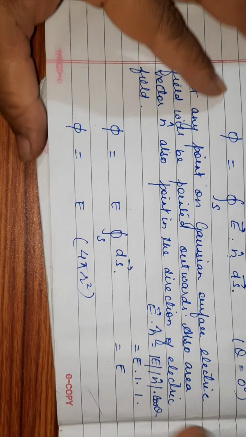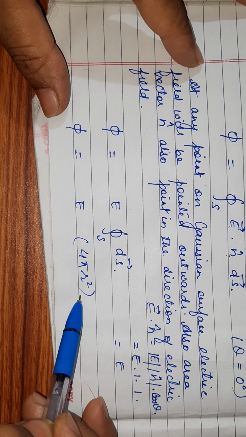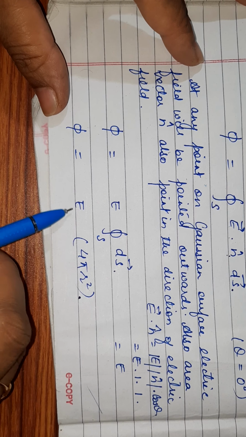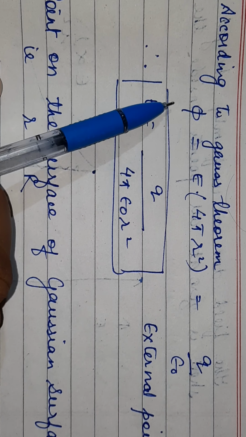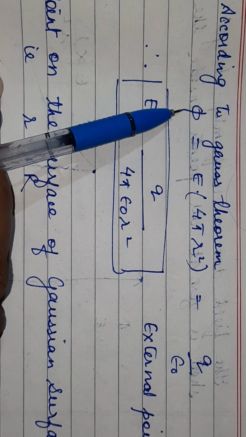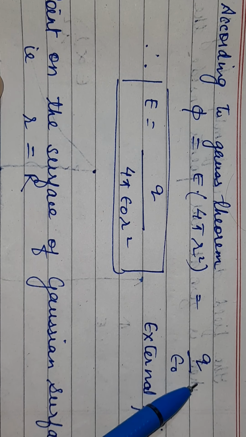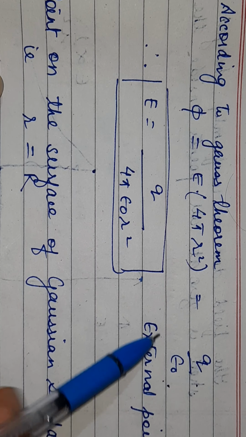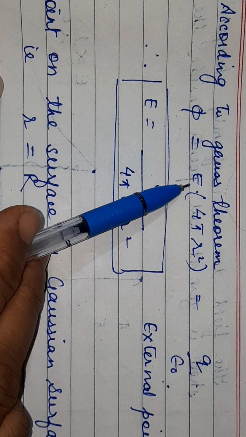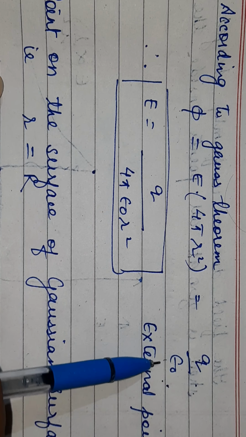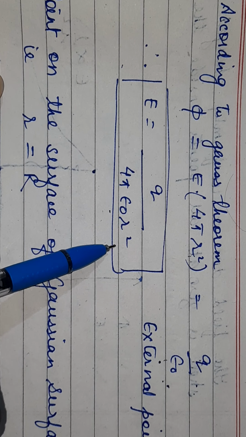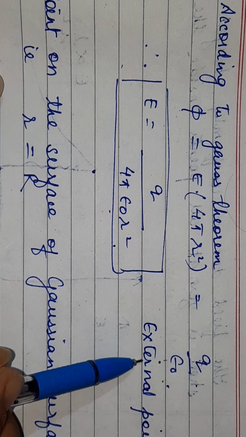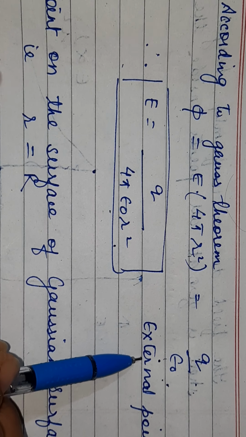What is the surface area of the sphere? Surface area of the sphere is 4 pi r square. So flux through this surface will be equal to E into 4 pi r square. Also, according to Gauss theorem, we know that electric flux is equal to charge upon epsilon naught, Q upon epsilon naught. Substituting it, phi is equal to E 4 pi r square equals Q upon epsilon naught, or we can say E is equal to Q upon 4 pi epsilon naught r square.